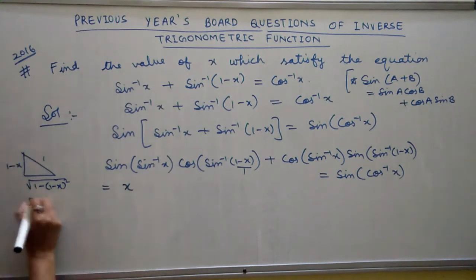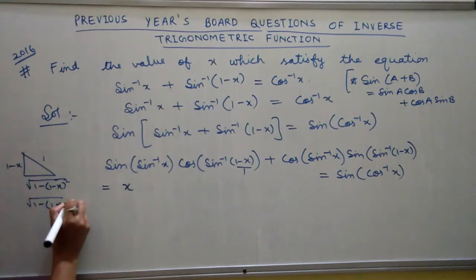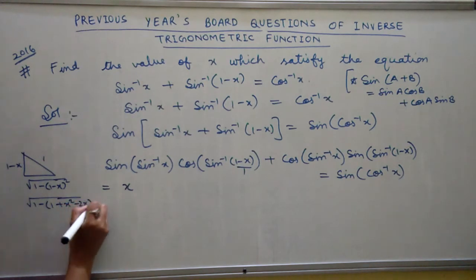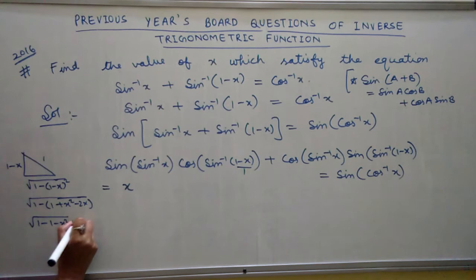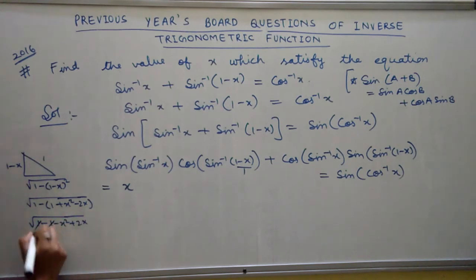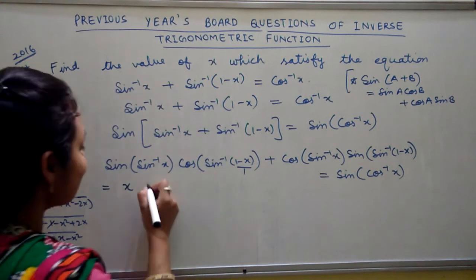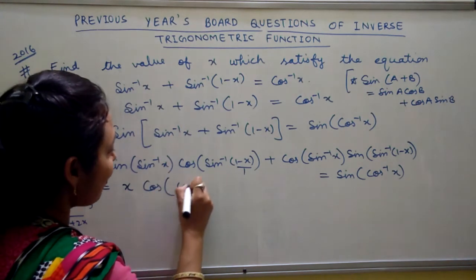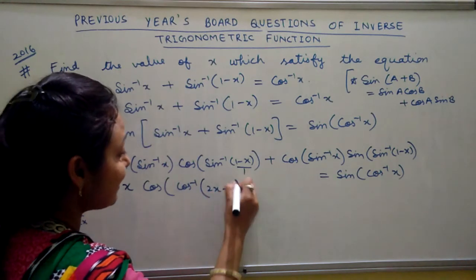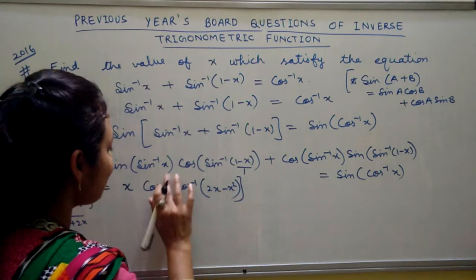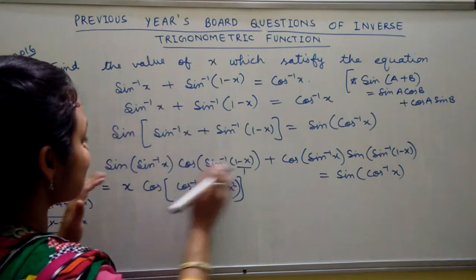So I will solve it. 1 minus 1 plus x square minus 2x. Right? So this is 1 minus 1 minus x square plus 2x. So that will equal to 1 and 1 will cancel. We have 2x minus x square. So I will write cos inverse, that is 2x minus x square close. This big bracket close. So this term is over.